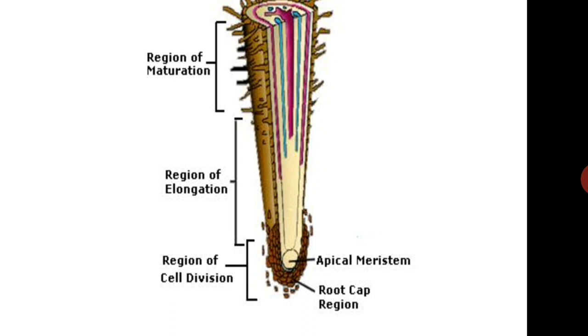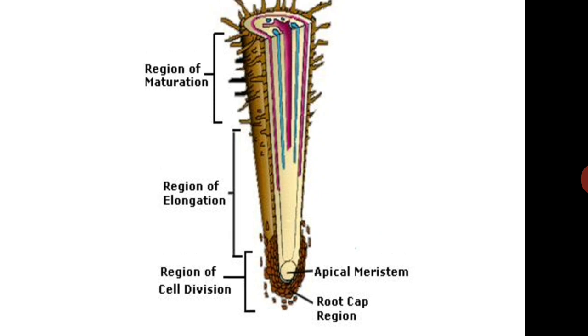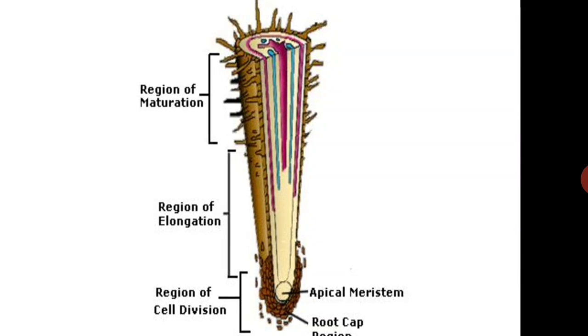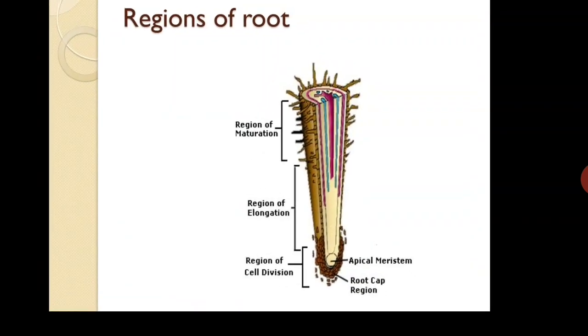Cells always divide in this region. And after the division, the cells elongate in that region, that is the elongation zone or region of elongation. After the elongation, the root matures into tissue, in the form of the other tissue systems. And this is known as the region of maturation. You can find so many root hairs present on the surface of the root. This is the region of maturation. The root hairs are responsible to absorb water and minerals from the soil for the plant.